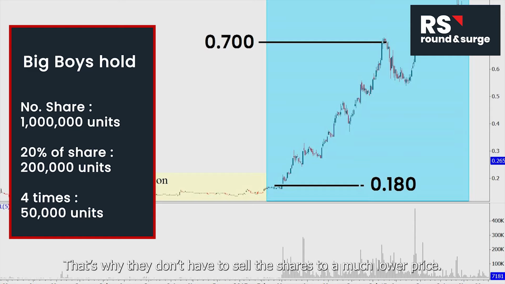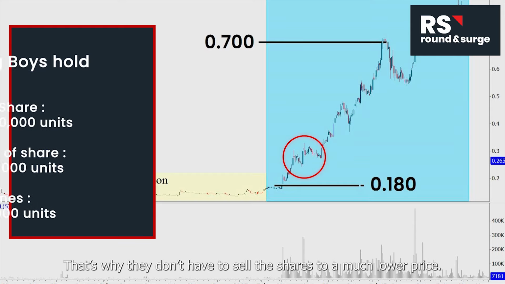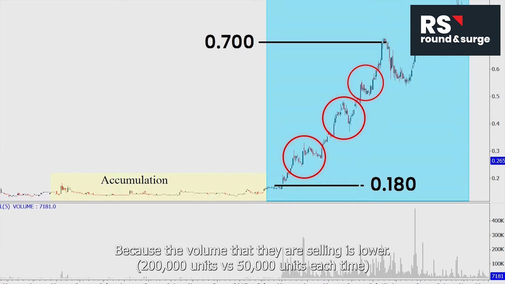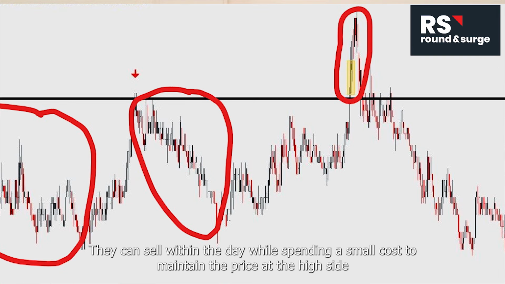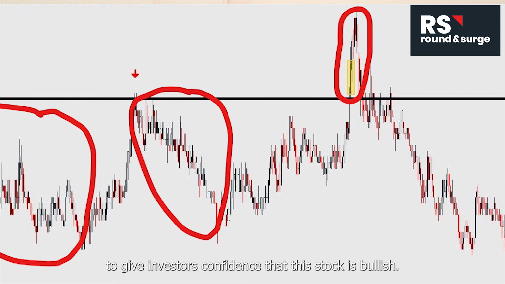That's why they don't have to sell the shares at a much lower price, because the volume that they are selling is lower. They can sell within the day while spending a small cost to maintain the price on the high side, to give investors confidence that this stock is bullish.